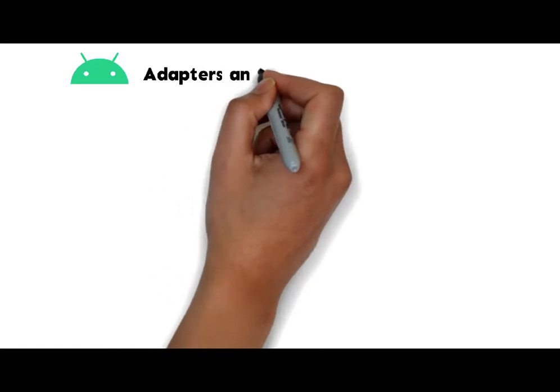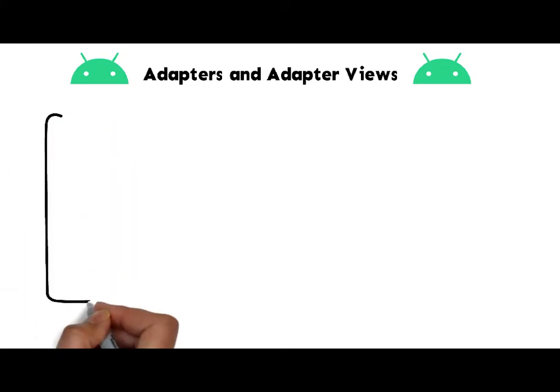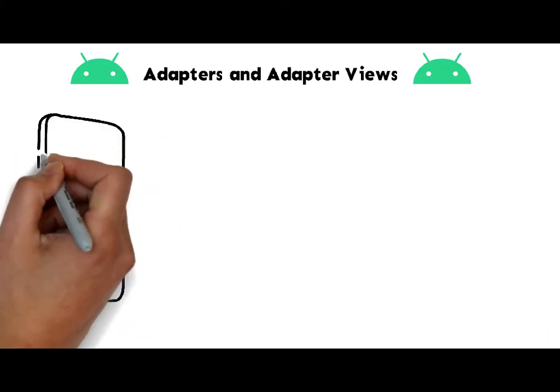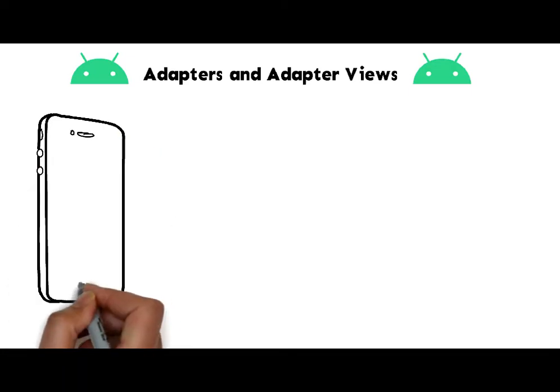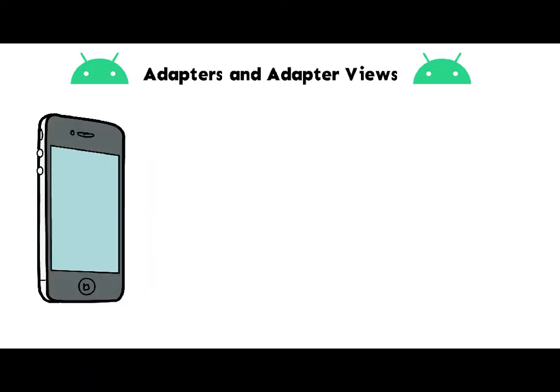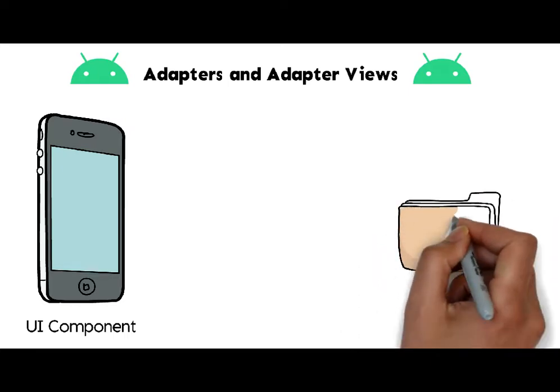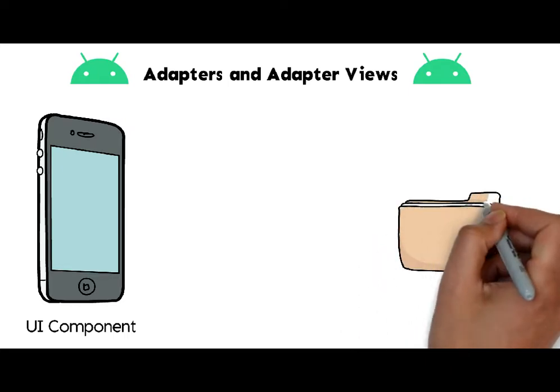Today, we will learn how to use adapters and adapter views. An adapter is a bridge between a UI component and a data source that helps us fill data in the UI component. The data source can be an array or data from a database.